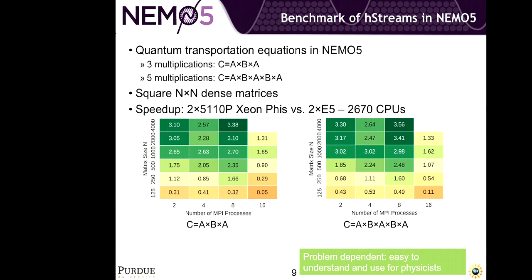The reason I mentioned that this is problem dependent is that we can store the intermediate result on the MICs. We don't need to move it back to the host as we did in the compiler assisted mode, because it's just used for 1 multiplication.